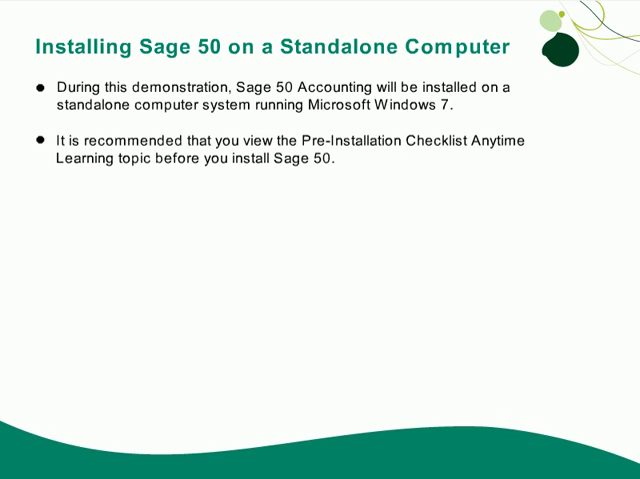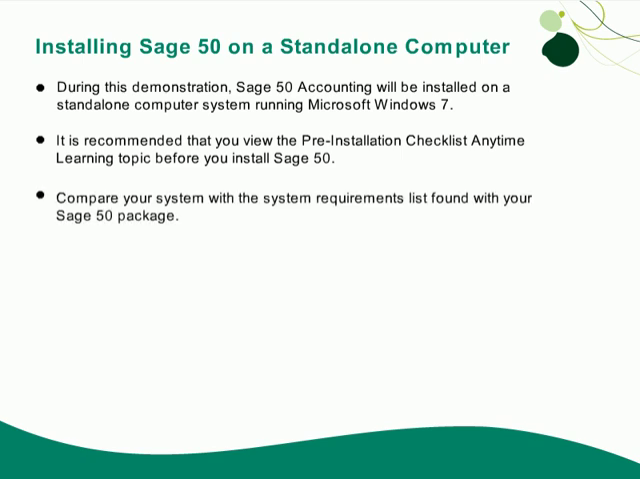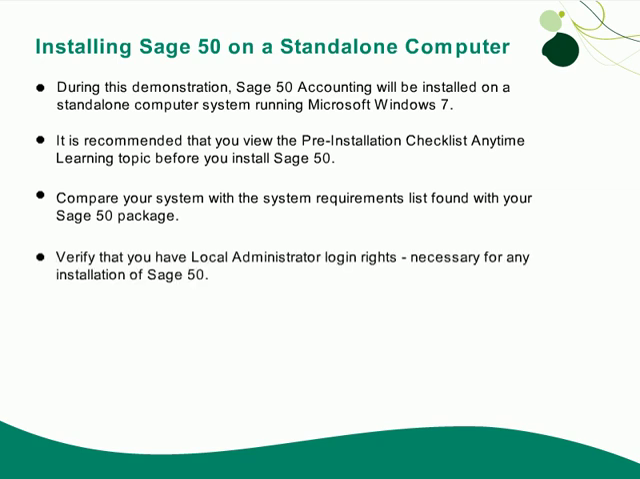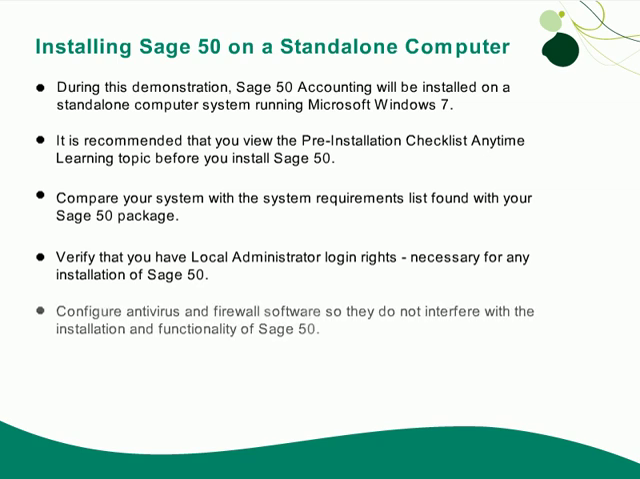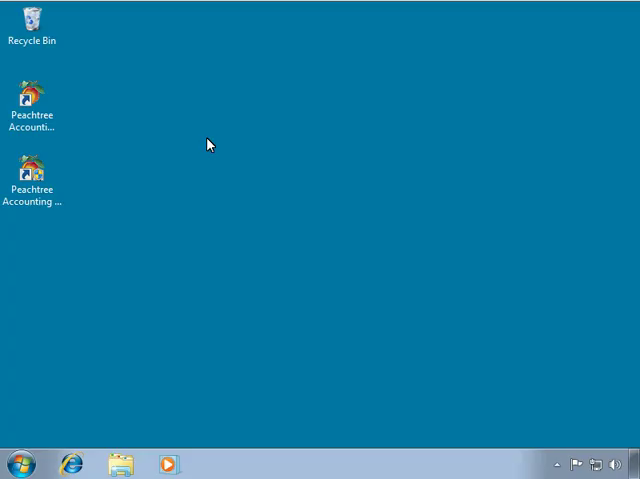The pre-installation topic will quickly walk you through preparing your system for a successful installation, including comparing your system with the system requirements list included with your Sage 50 package, verifying that you have the required local administrator login rights, configuring antivirus and firewall software so that they do not interfere with the installation and with program functionality, and more. Once you have prepared the system, you can begin installing Sage 50 Accounting.